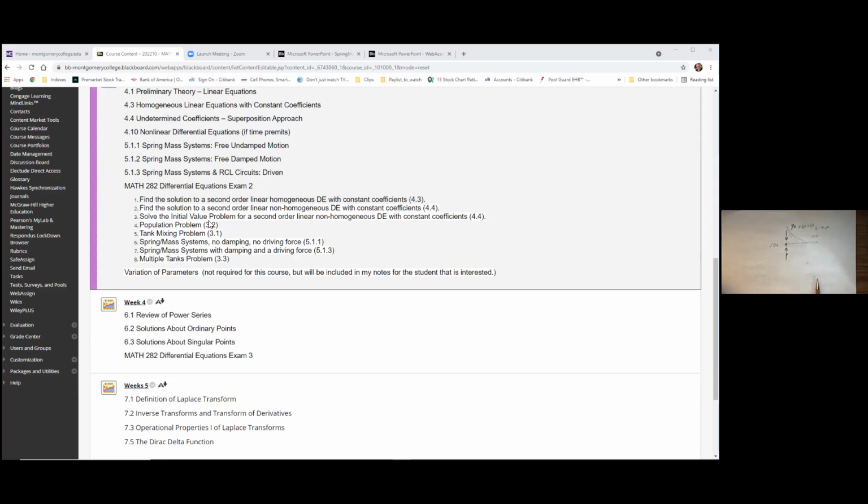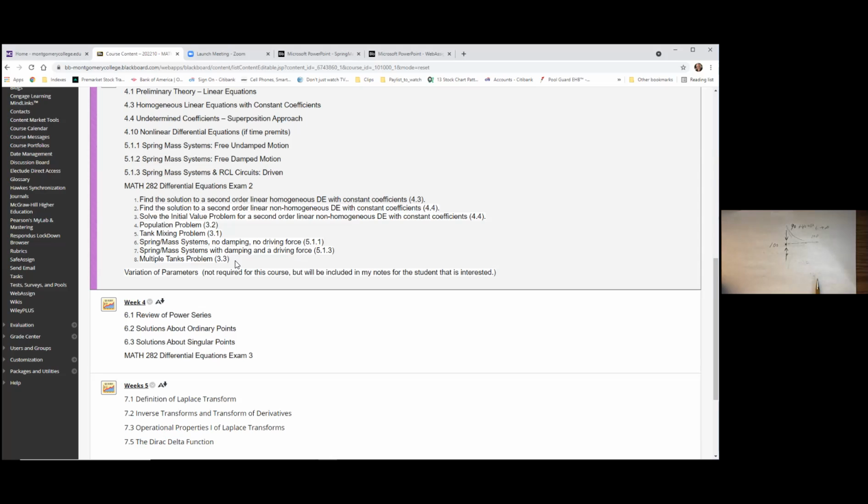This population problem is going to be like the logistics equation, so make sure you understand what I talked about earlier. Then there's going to be a tank mixing problem, basically one that I did in class, maybe with different numbers. Then a spring mass with no dampening and no driving force. Make sure you understand how to find the period. Then a spring mass system with dampening and driving force, like I did today. And then a multiple tanks problem.